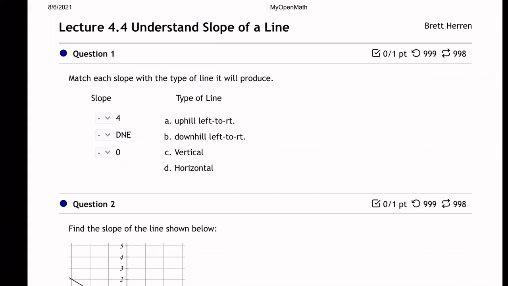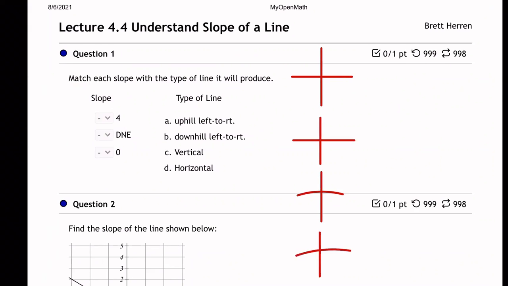So basically, let me draw like 3 graphs. Let me draw 4 graphs. Yeah, I'll do 4. All right, so if you have a line that goes up like that, that's a positive slope. And if you have a line that goes down like that, that's a negative slope. So it's always up to the right or down to the right.